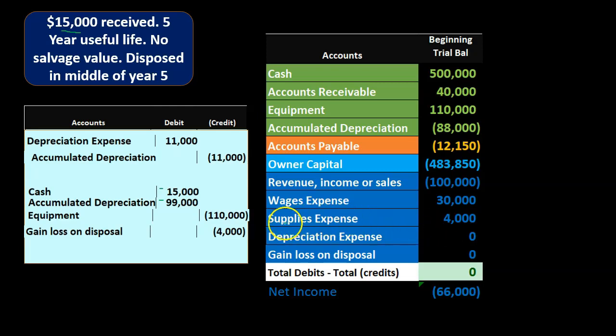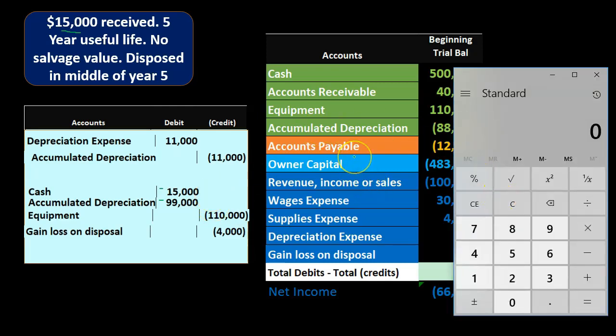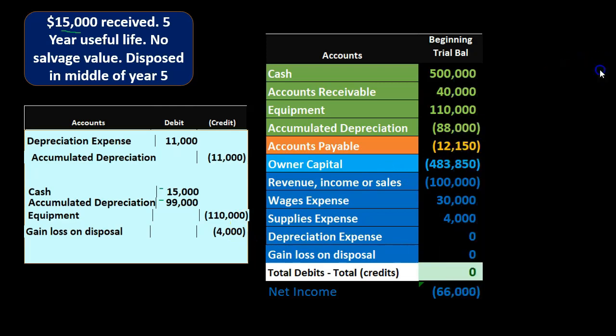The other way we know is that the 110,000 minus the 99,000 is the book value of this property, plant, and equipment. So how would we calculate the book value at this time? 110,000 minus 99,000. So we've got a $1,000 book. Let's do that again. That doesn't look right. 110,000 minus the 99,000 gives us 11,000 on the book value, and we sold it for 15,000. So if we subtract out the 15, we got 4,000 more dollars than the book value of the equipment. So that's going to be a gain in that case.